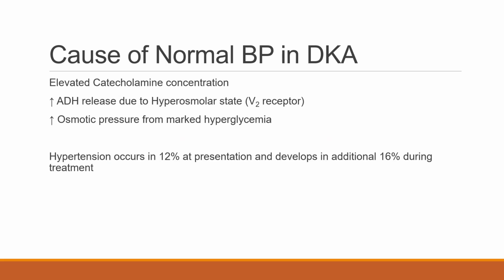So why is the normal blood pressure present in DKA? Many of you will assume that diabetic ketoacidosis patients have a lot of dehydration and a lot of fluid deficit, so maybe they will present with shock or hypotension, that is low BP, but it is not true. A lot of diabetic ketoacidosis patients have normal or even high BP. Why does that happen in spite of the dehydration?